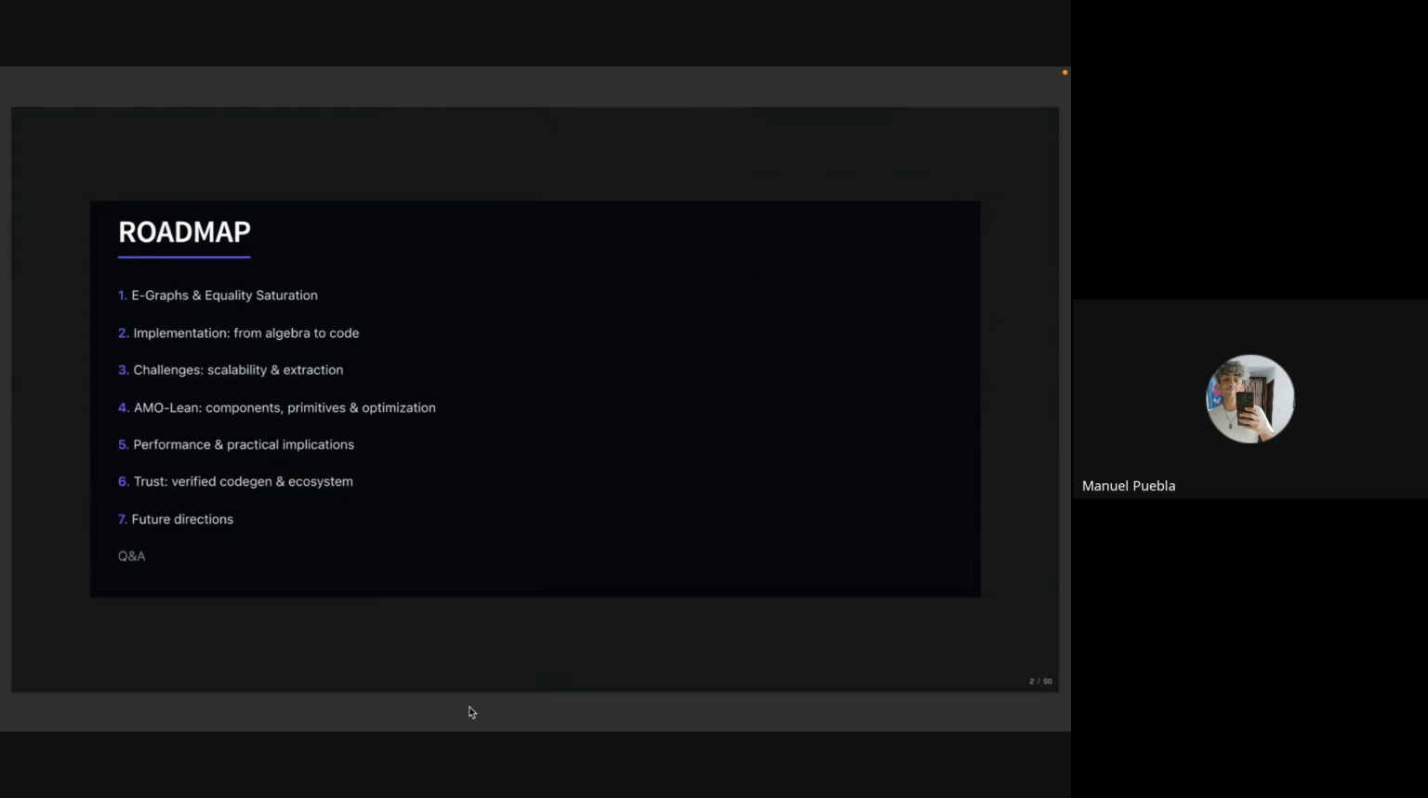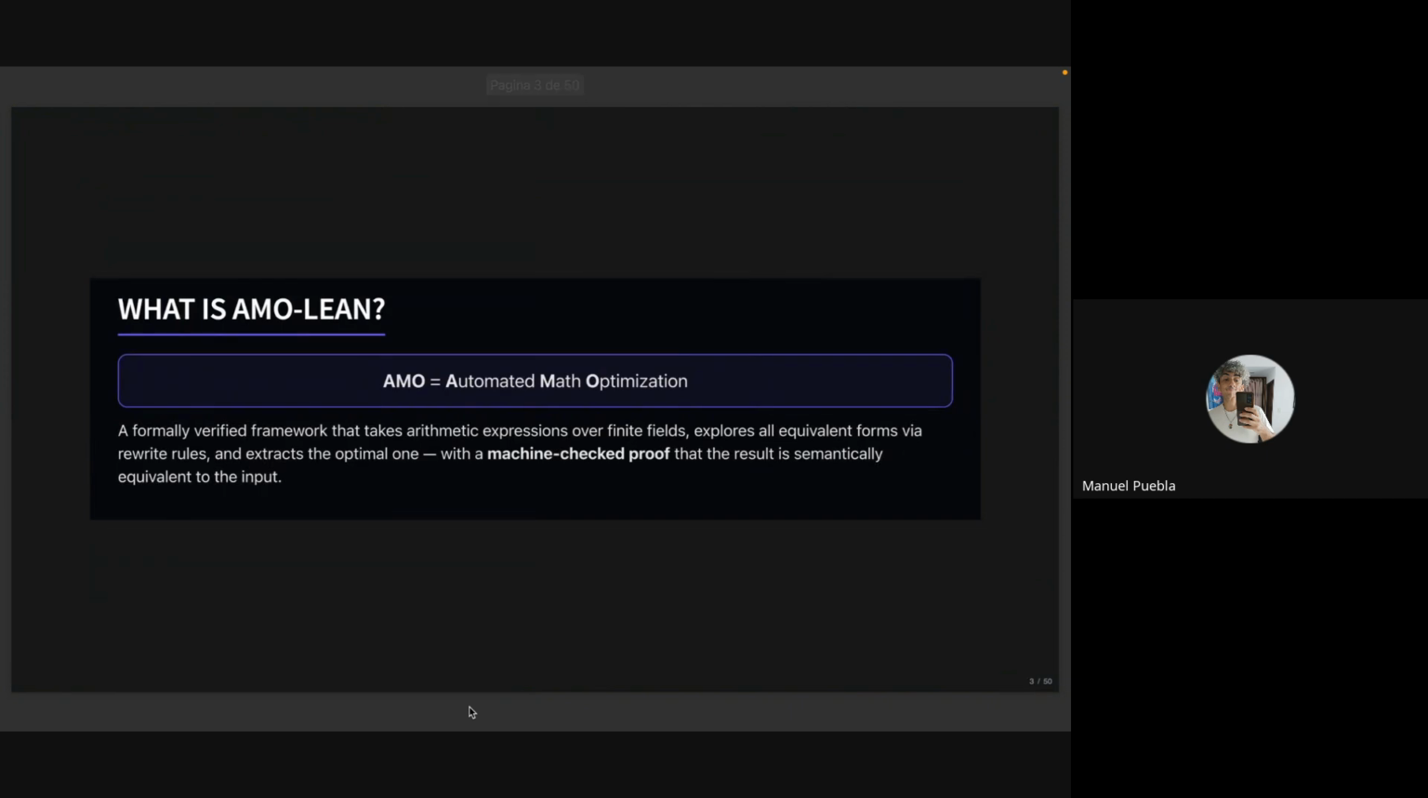Okay, so we're going to talk about what the objects are and how we implement those objects in code, and some of the challenges we have faced, and our concept of optimization applied to cryptographic primitives. So this is going to be not a very long talk, and I hope it's not going to be very boring, but we're going to discuss the idea. So what is AMO-Lean? It stands for automated math optimization.